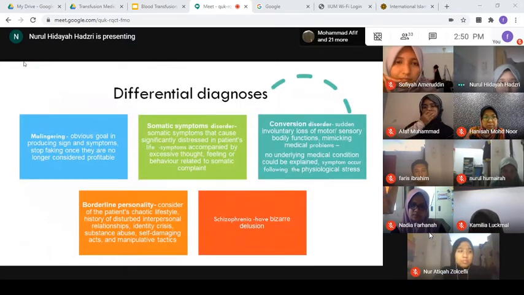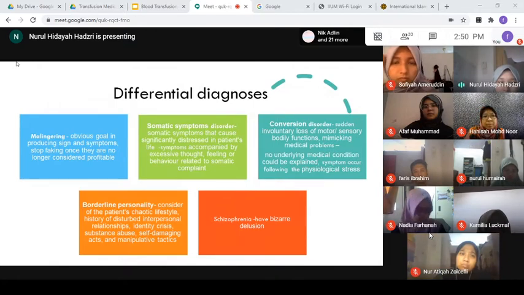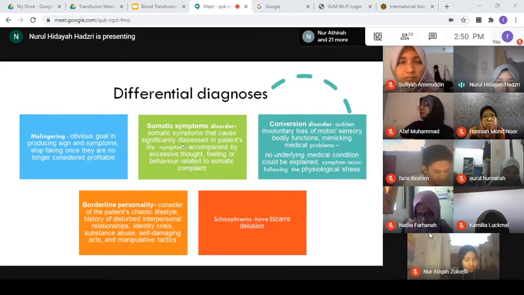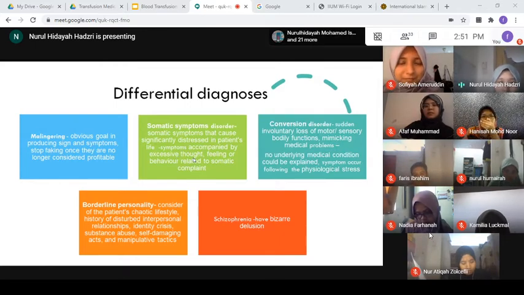Okay. So the other differential diagnoses that we might consider when a patient presents with factitious disorder. One is malingering. Patients with malingering usually have an obvious goal in producing signs and symptoms. They want to get an MC so that they can avoid going to work. Second, we can rule out whether the patient has somatic symptom disorder, in which a patient presents with somatic symptoms that cause significant distress in the patient's life.